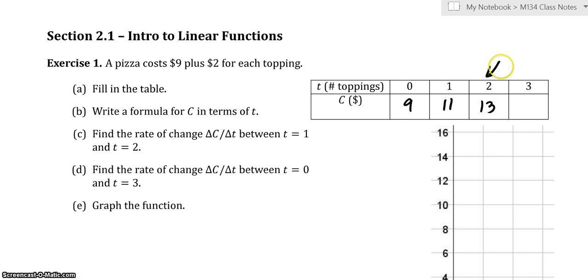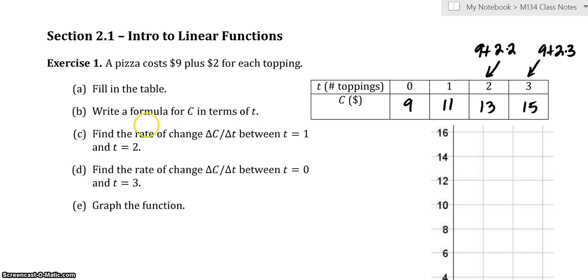So I'm going to look at this one. This one is 9 plus 2 times 2 is another way of getting that. And then finally, 3 would be 9, another $2 would be $15. Another way of looking at that is 9 plus 2 times 3, since there's 3 toppings. You can see that that's also 15. So you can fill out the table and then use that table logic to come up with a formula. Sometimes the table helps you come up with a formula.